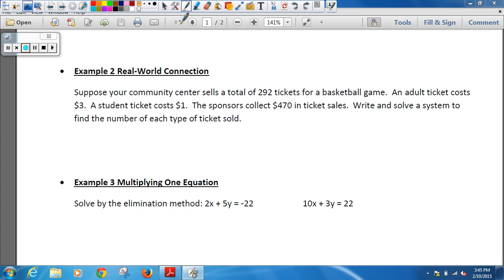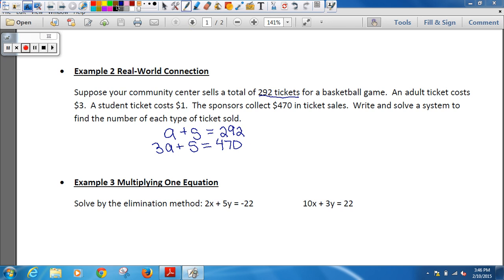Well, since it says I'm writing a system, that means I'm going to have two equations in this chapter. First of all, they sell a total of 292 tickets. There are two different types of tickets. I have the adult tickets plus the student tickets, and that total is going to be 292 tickets sold. So that's my first equation. The second equation deals with the money. It is $3 for each adult ticket and $1 for each student ticket, and I sell $470 worth.